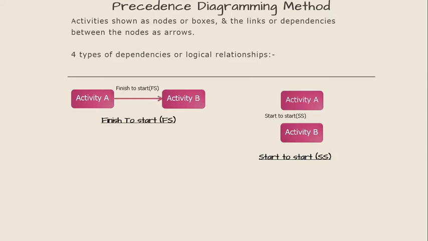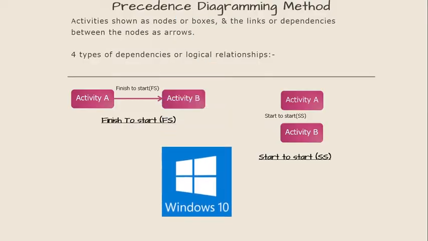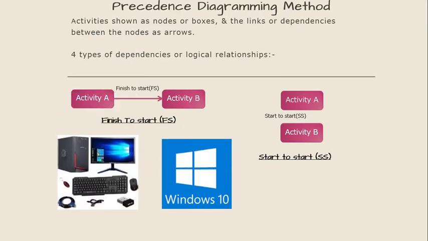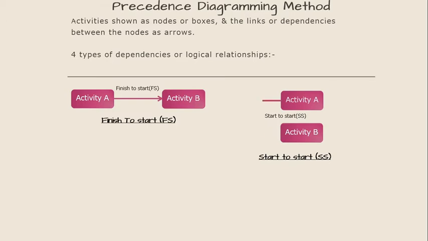Finish to start. A logical relationship in which a successor activity cannot start until a predecessor activity has finished. For example, installing an operating system in a PC, which is a successor activity, cannot start until the hardware is assembled, the predecessor activity. Next is start to start.